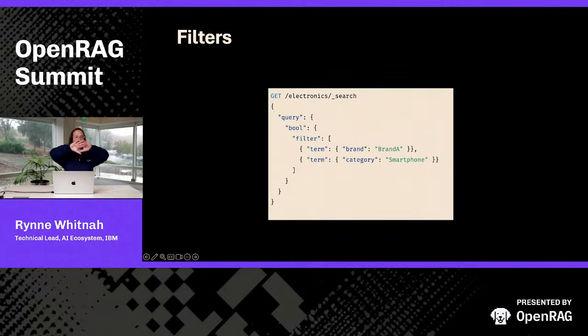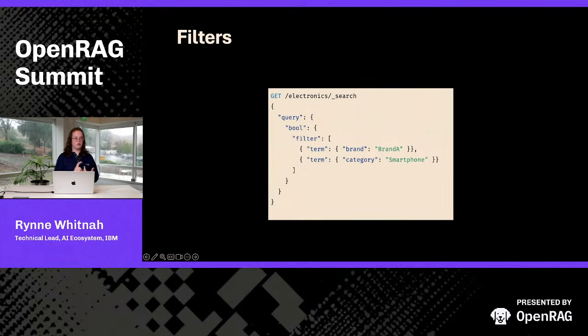So let's talk about filters first, where a filter is OpenSearch's way of saying, hey, I don't want to look at all of the documents in here. I want to just look at a subset. So here's a very basic query filter that will do, hey, I'm looking for only smartphones from brand A. Don't look at anything else when you do your query.